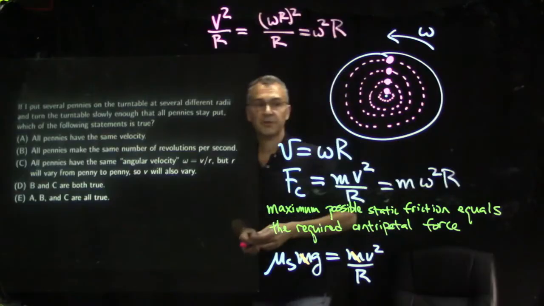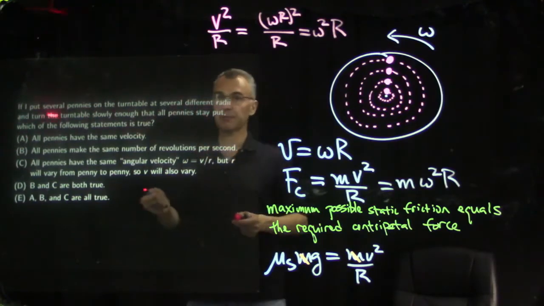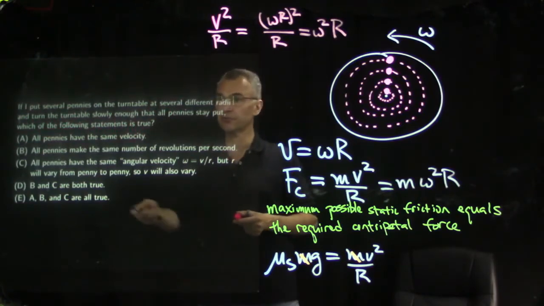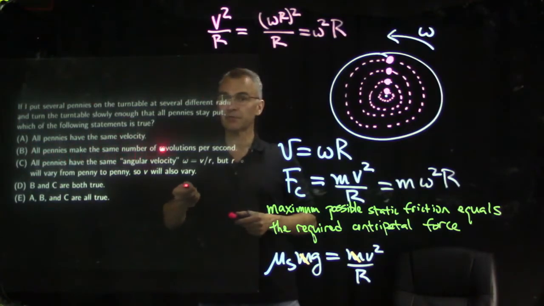I think we sort of answered this already, but I put several pennies on the turntable at several different radii, and I turn the turntable slowly enough that all the pennies stay put. Which of the following statements is true? Do they all have the same velocity? Do they all make the same number of revolutions per second?